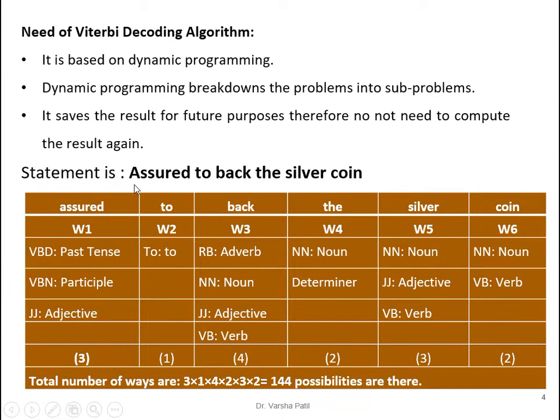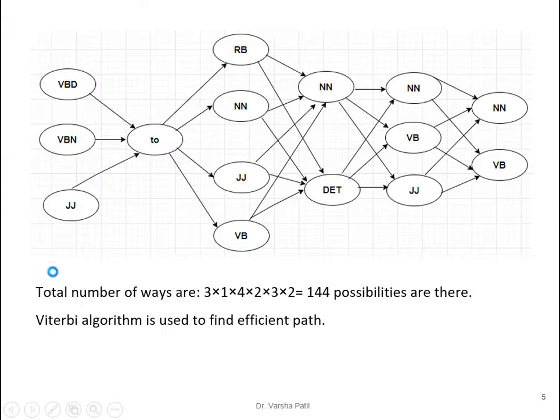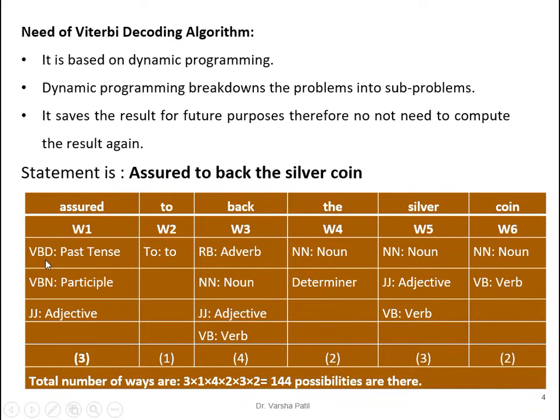Now for example, the statement is "assured to back the silver coin." This statement is given, and we have to identify the part of speech tag for every word. There are 6 words in total. For the word "assured", 3 types of part of speech tag are possible, that is VBD, VBN and JJ. For "to" there is only one, that is TO. For "back", again 4 part of speech tags are there. Then "the" can be a determiner, but sometimes "the" can be a noun also. "Silver" acts sometimes as a noun, adjective and verb, and "coin" as a noun and verb.